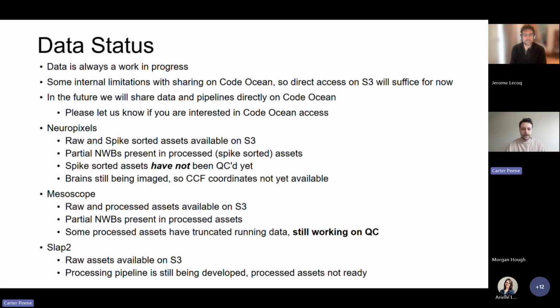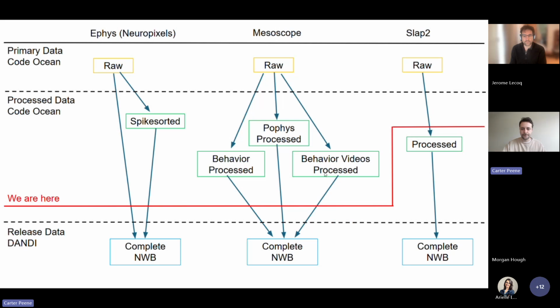An important detail is that all of the processed assets, everything in green here, should have an NWB file with them. We would call them partial NWBs, because this will just have the NWB that contains the planar OFIS information, and this would just have the NWB that contains the stimulus information and the running speed.